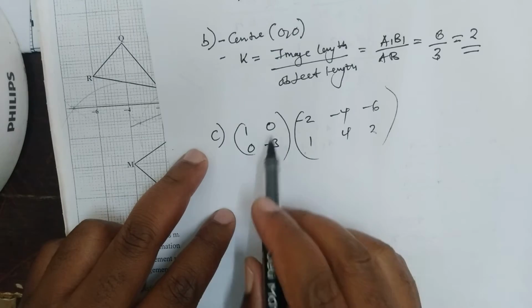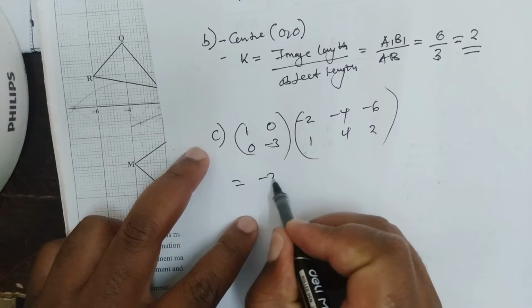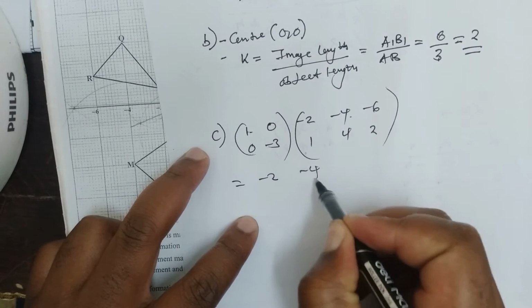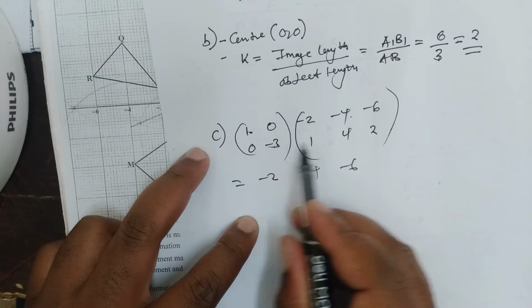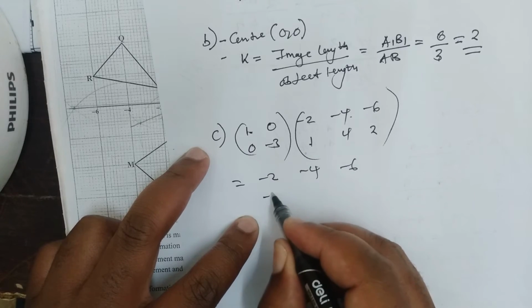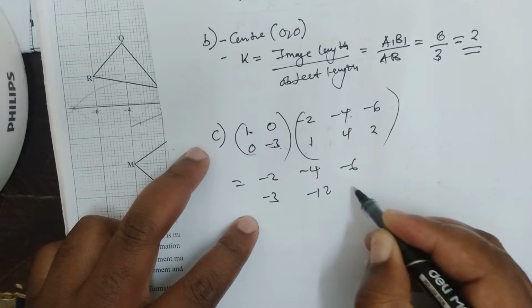Now look, these are zeros. So what you just need to do here, you just have to say this by that, negative 2. This by that is negative 4. This by that is negative 6. Then you come here. This by this one, negative 3. This by that, negative 12. This by that, negative 6.